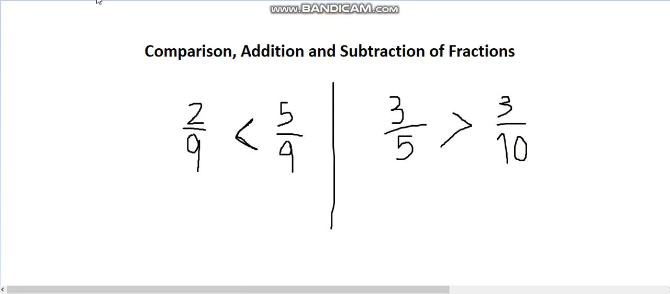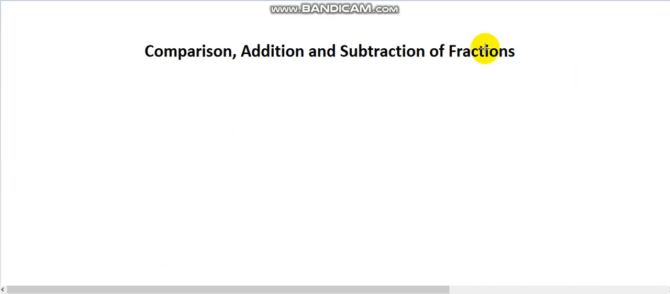So that's comparison, basically. Let's move on to addition and subtraction, which basically have the same rules. We're only going to look at cases where the two fractions have the same denominator, because for now, that's all the addition and subtraction that we can do. So let's say that I have 3/6 plus 4/6.